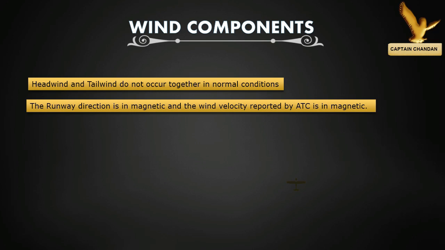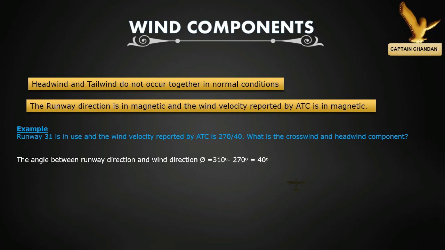The runway direction is in magnetic and wind velocity reported by ATC is also in magnetic. For example, runway 31 is in use and the wind velocity reported by ATC is 270 degree 40 knots. What is the crosswind and headwind component? For solution, the angle between runway direction and wind direction, that is theta, equals 310 minus 270 degree, that is 40 degree.